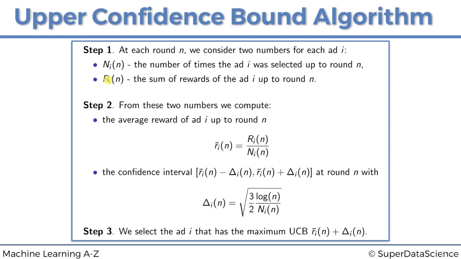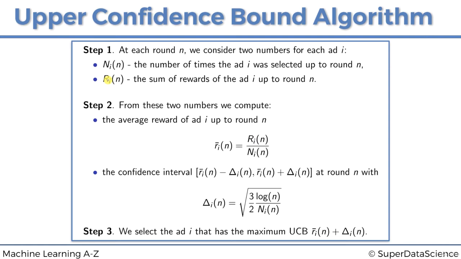So this first one, N_i(n), you can call it numbers of selections, and you have to, of course, initialize it as a list of 10 elements only containing zeros, and I will show you a trick to do that easily. And for this second variable, R_i(n), you can call it sums of rewards, and same, you have to initialize it as a list of 10 elements, but initialized with 10 zeros, and we will populate these two lists over the rounds, okay?